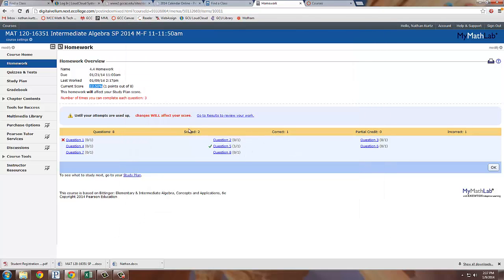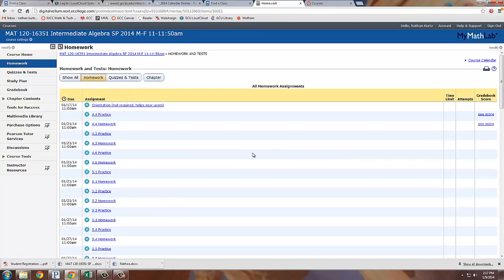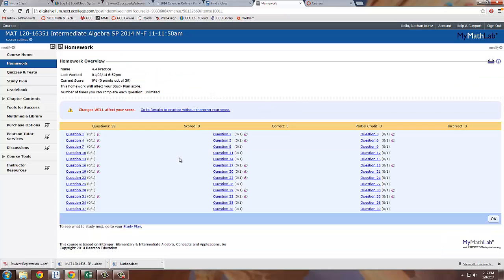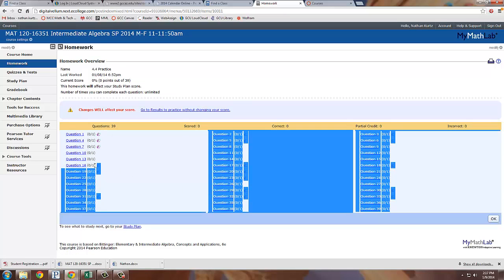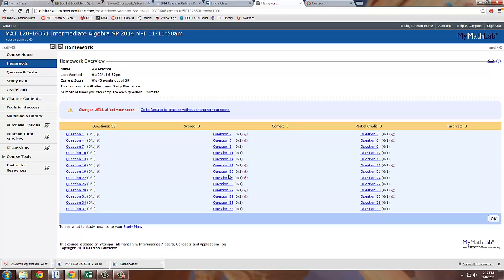So, looking at section 4.4, I see 8 problems on the homework assignment that you actually need to do. If I get stuck and I don't know how to do it, what am I supposed to do? That's what the practice assignment is for. So let's say I got stuck on that problem in section 4.4. What I would do now is go to 4.4 practice. Notice instead of 8 questions, there's now 39 questions to choose from. So these are tons and tons of examples of those problems.